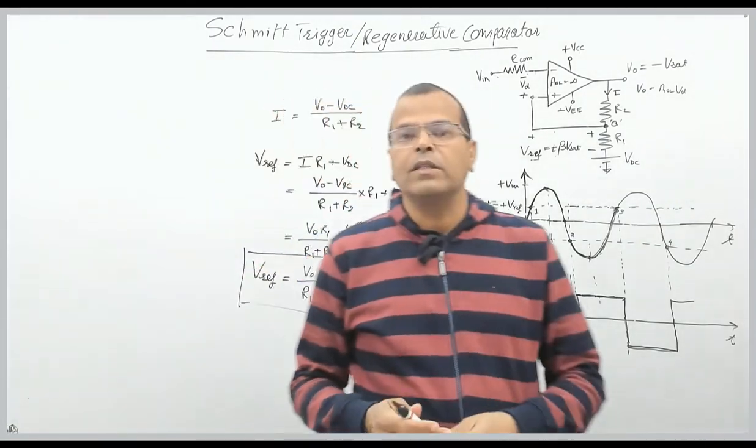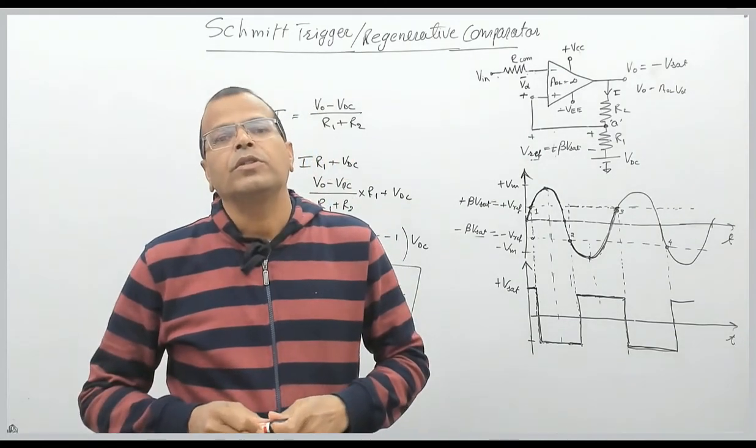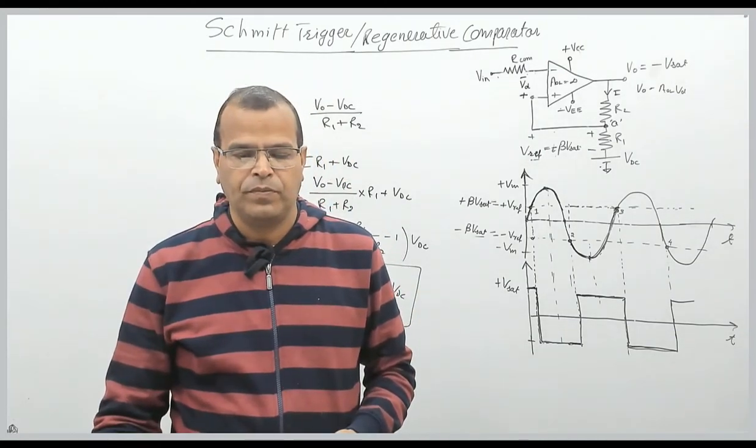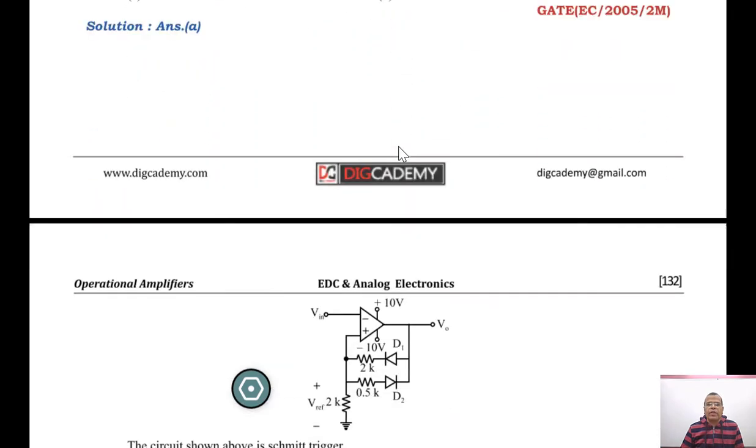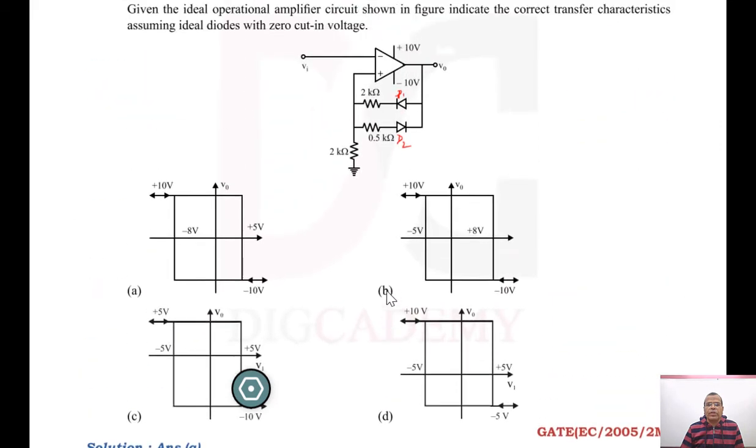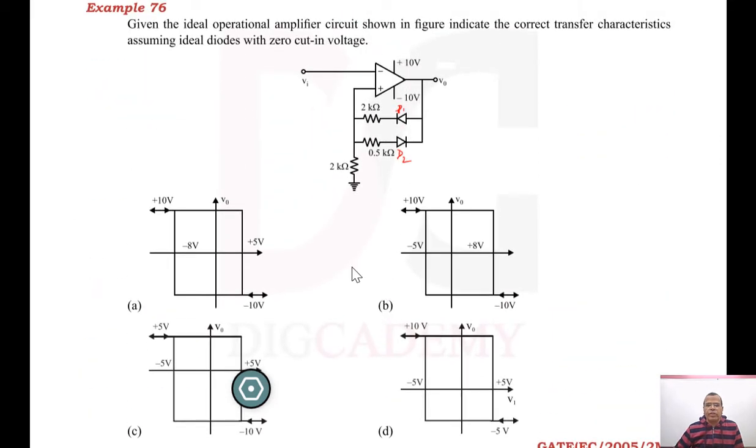So we will now see the examples based on the Schmitt trigger. The first example: the given ideal operational amplifier circuit is shown in the figure; indicate the correct transfer characteristic, assuming ideal diodes with zero cut-in voltage. Here we are given two diodes in the positive feedback path, that is D1 and D2. We will be solving it without referring to the solution given in the book.